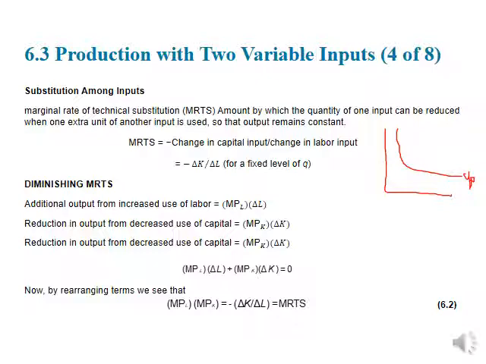What does this look like mathematically? Well, if the marginal rate of substitution is the change in capital input over the change in labor input, then we can derive a delta K over delta L term for a fixed level of Q to get our MRTS. This minus sign here is just because we've got these downward sloping curves.